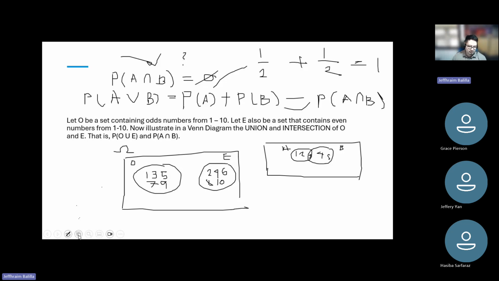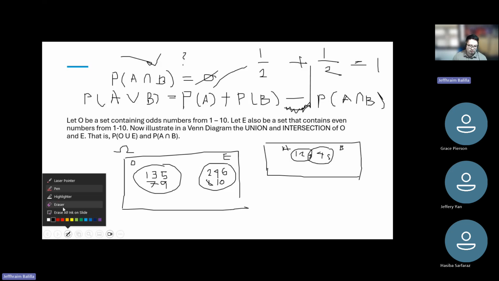So let me just clean this up because I need to delete this one. Oh, it doesn't allow me to delete that. This would work. It's very messy.